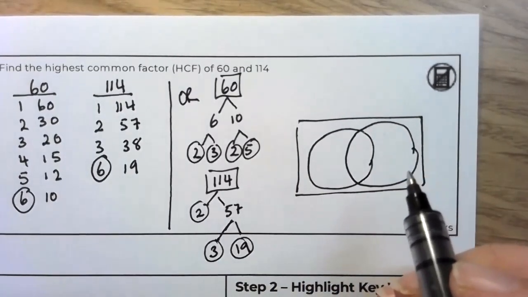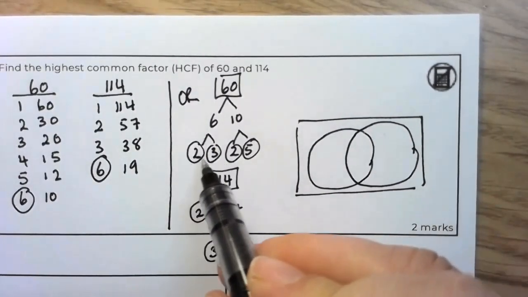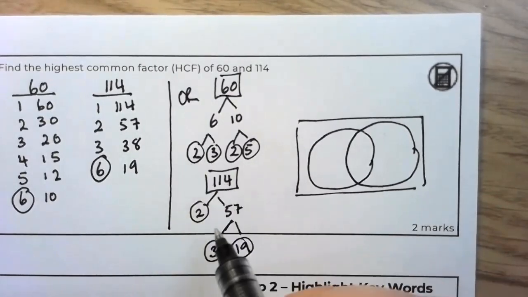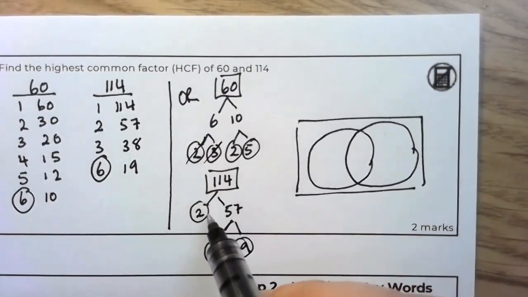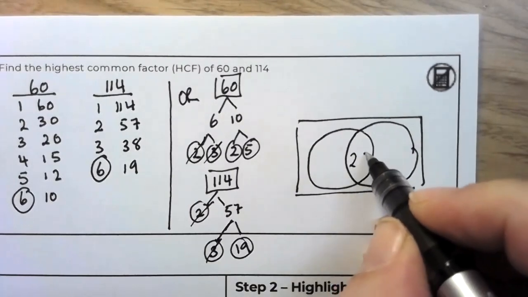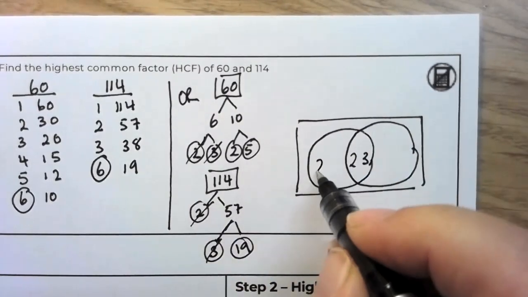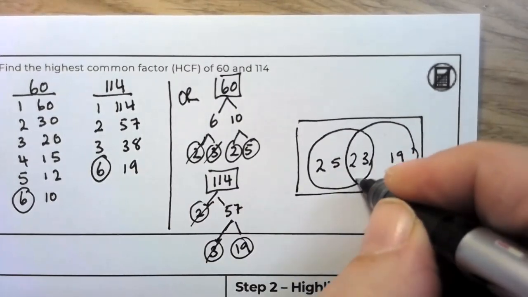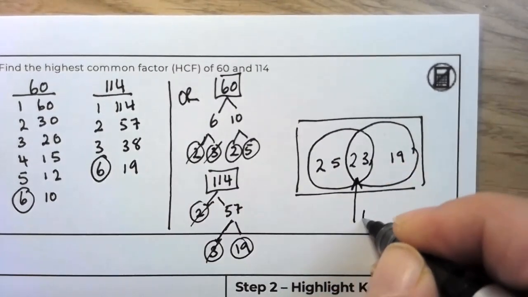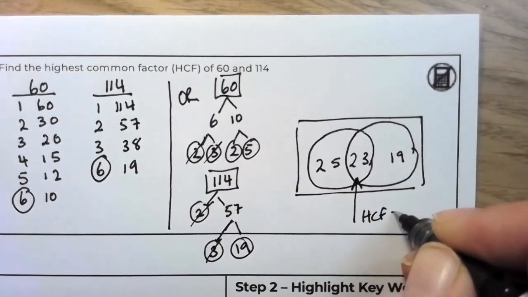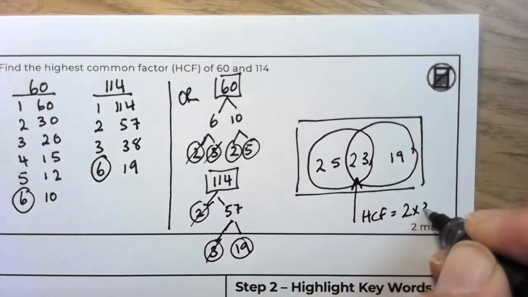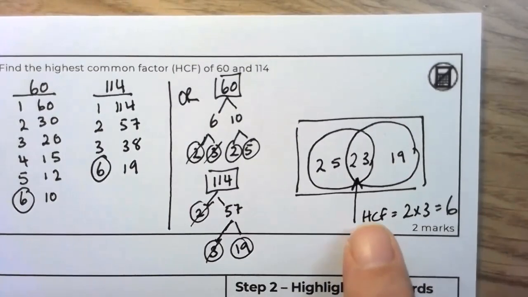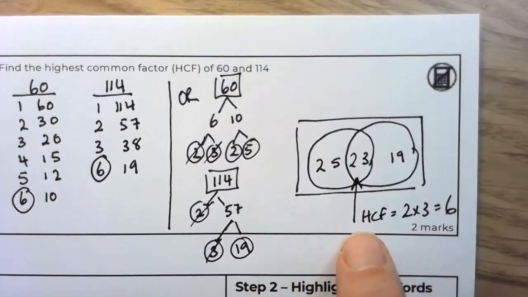Draw it into a Venn diagram. The common numbers here, I've got 1, 2, and 1, 3. I put those in the middle. On this side, I have 2 and a 5. This side, I have 19. And my highest common factor is these two numbers multiplied together. I know that appears a little complicated. It really helps when it comes to lowest common multiple as well.